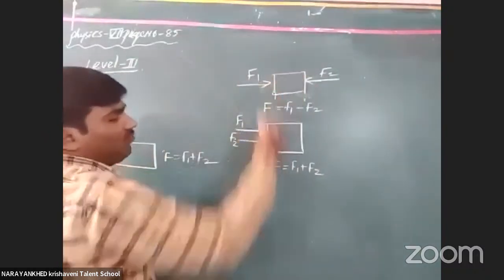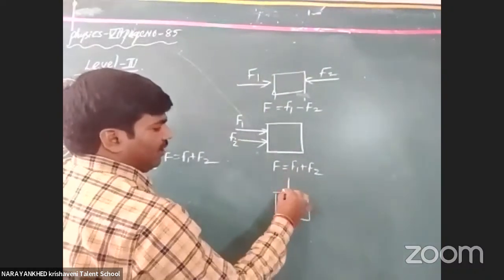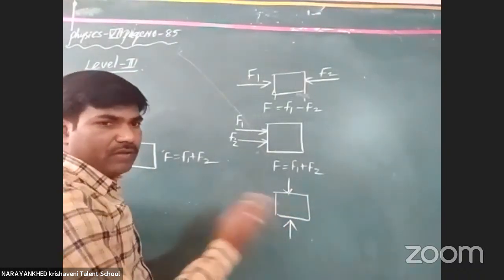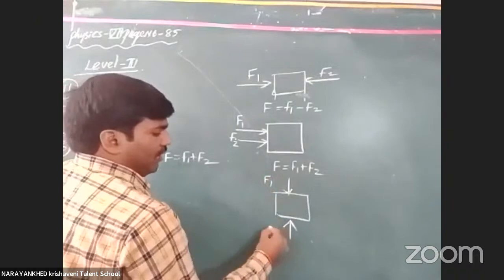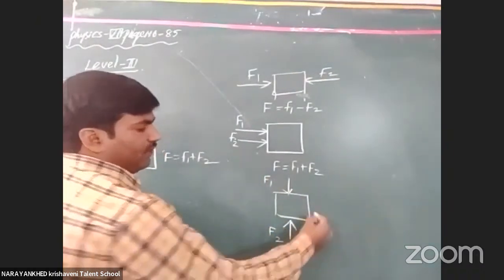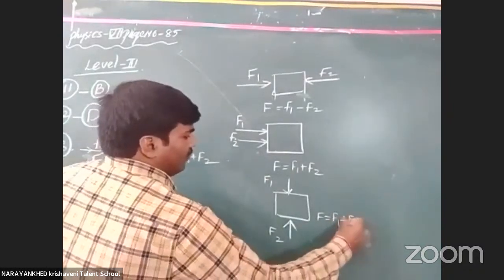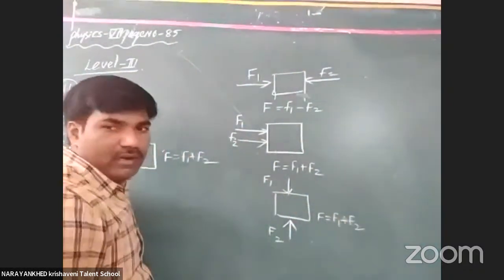Not only in these two directions, like this also. Got it or not? Up and down also, here F1 and the other F2. It is equal to what? F is equal to F1 minus F2. Okay, clear or not? Yes.